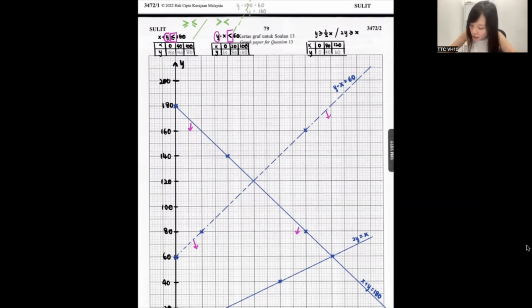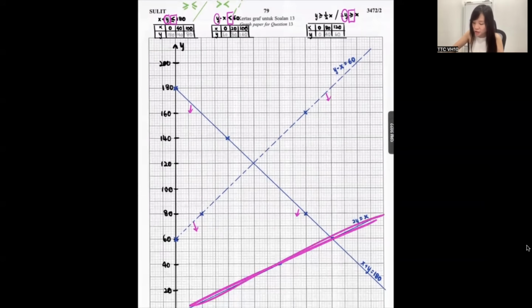Then the next one, again, based on the y. This y also can, that y also can. Both of them also can. I like no fraction. So this y, isn't it more than the x? So more than is what? Up. That one is this line. So more than, isn't it the up? So the up is here and here.